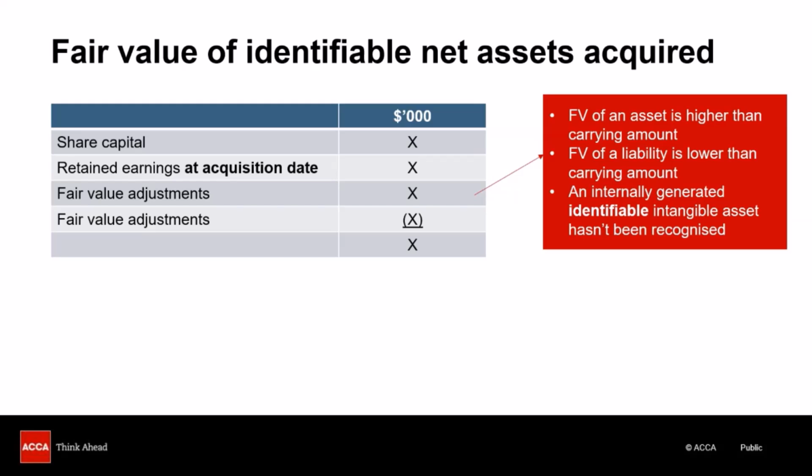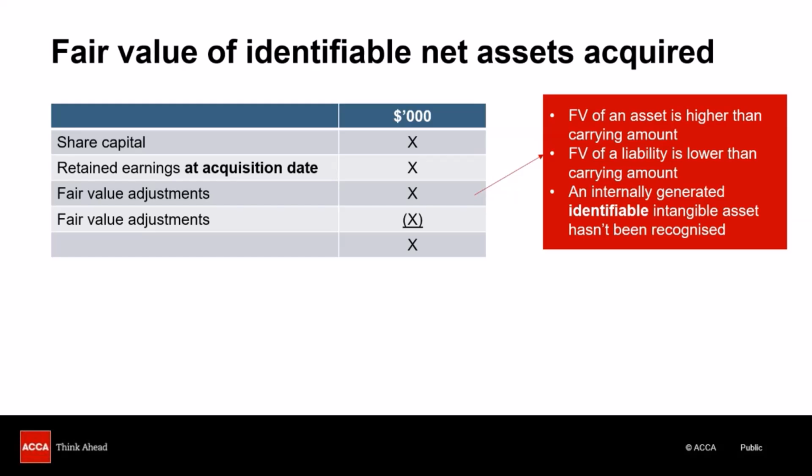If the fair value of an asset is higher than its carrying amount, then it is a positive fair value adjustment, which will increase the equity of a company. If the fair value of a liability is less than its carrying amount, then also it is treated as a positive fair value adjustment in the goodwill calculation.